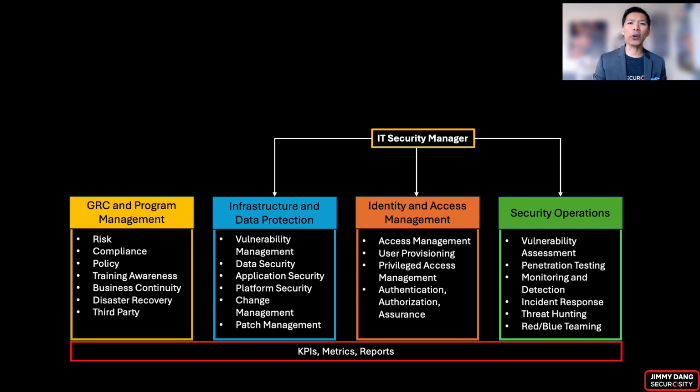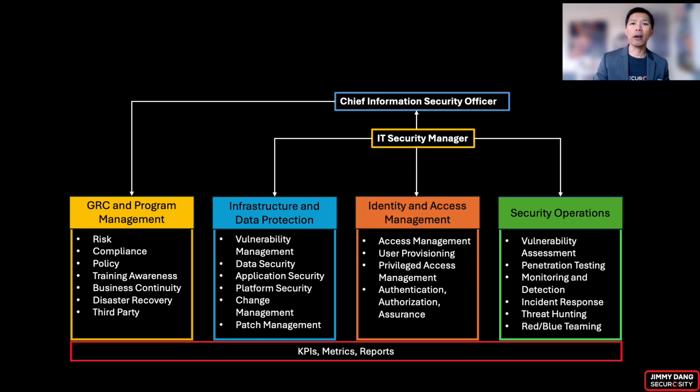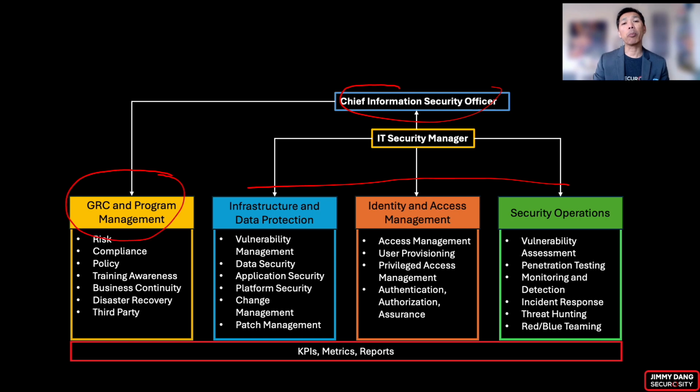Now let's talk about the reporting structure a little bit. As you can see here, the infrastructure and data protection, the identity and access management, we have the security operations. Normally they report up to the IT security manager in most organizations. And next up here, we have the Chief Information Security Officer, also the CISO. The IT security managers report up to the CISO, and the CISO would have visibility or responsibilities over these three structures, as well as the GRC and program management.